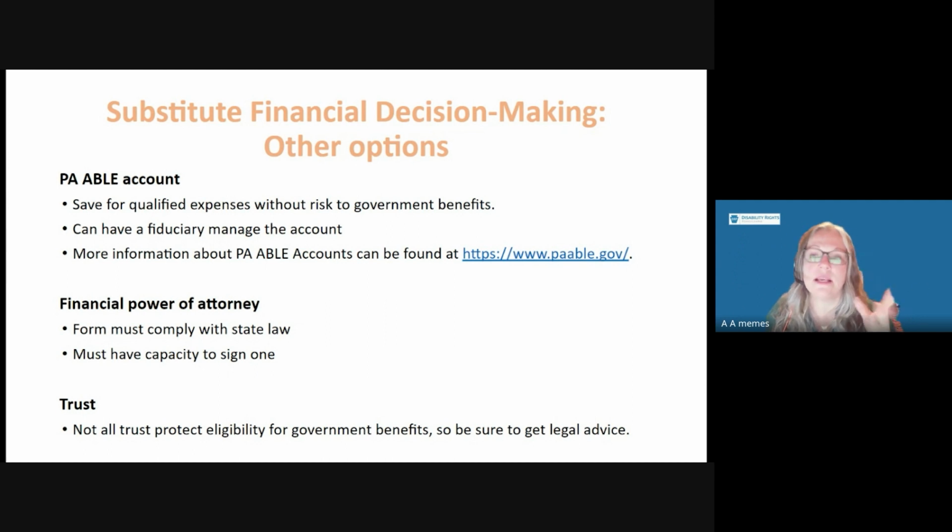And there's a process for an ABLE account where a person can have a fiduciary manage the account. So that's a way of having supported help with financial decisions by using an ABLE account. Powers of attorney we've talked about.